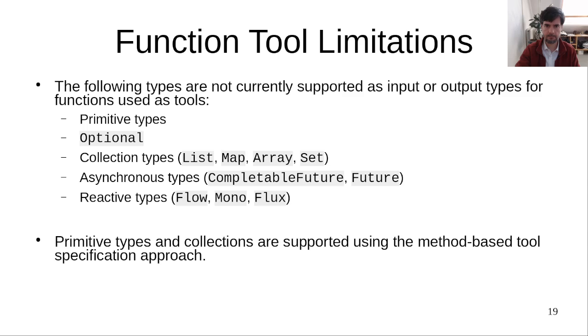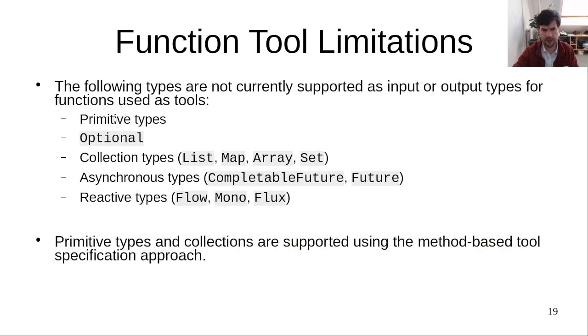Now, just like there were some limitations on the methods, there are also some limitations when you're using the functions. So the following types are not currently supported as input or output types for functions used as tools: primitive types, optional, collection types like list, map, array, and set, asynchronous types like completable future and future, and reactive types like flow, mono, and flux. Primitive types and collections are supported though if you use method-based tool specification, which we looked at just previously.